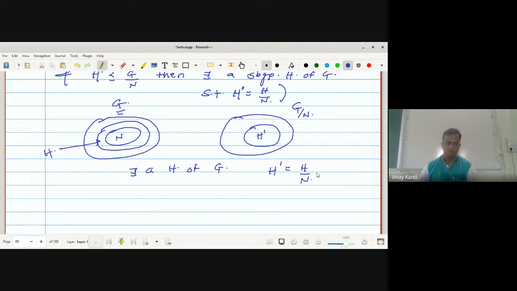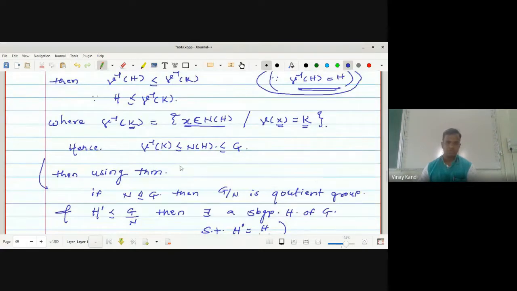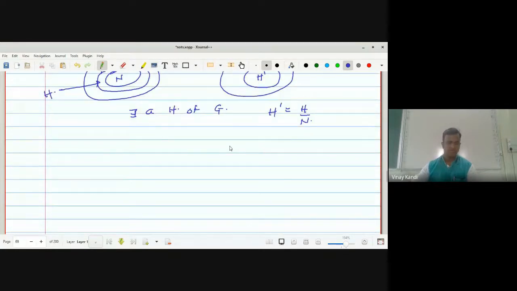Okay, so look here, normalizer of H. Here sigma inverse of K is a subgroup of the normalizer of H, and this one is a subgroup of G. In this case, in our theorem, what? H is a normal subgroup of the normalizer of H. Then N of H upon H is what? It is a quotient group.